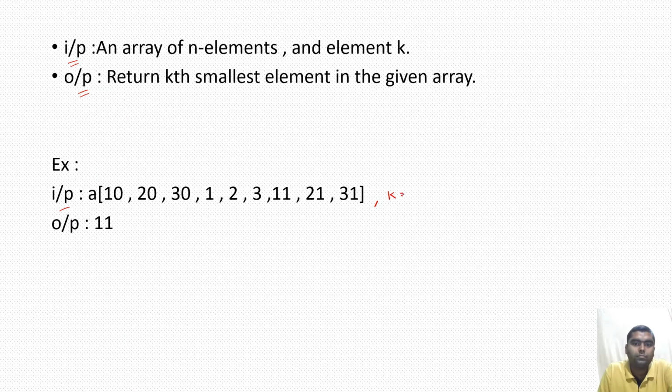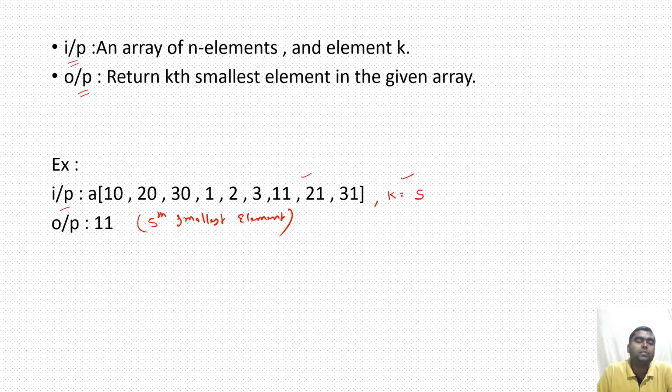Let us suppose k equals 5. So we are supposed to find the fifth smallest element. 11 is the fifth smallest element in this array. Observe carefully: 1 is the first, 2 is second, 3 is third, 10 is going to be fourth, and 11 is fifth. So this is given and this is also given.